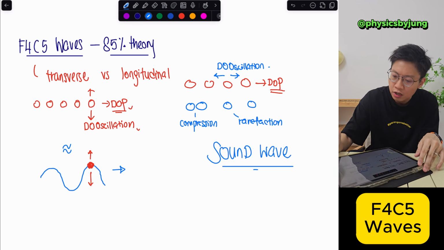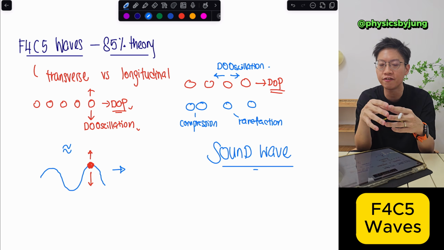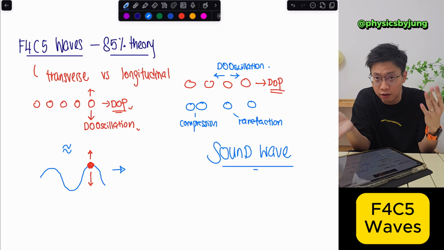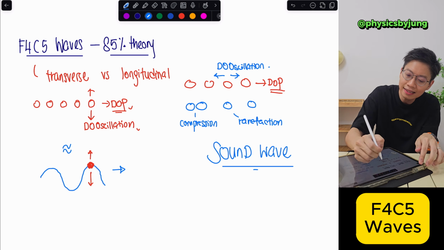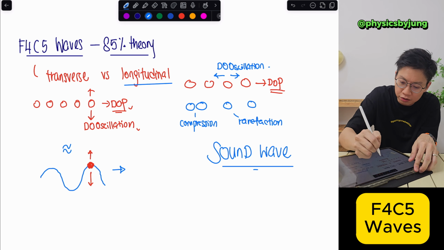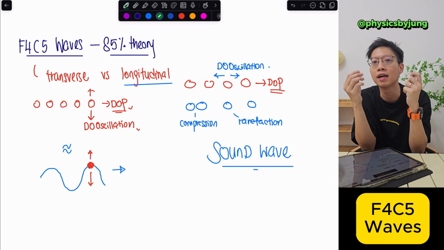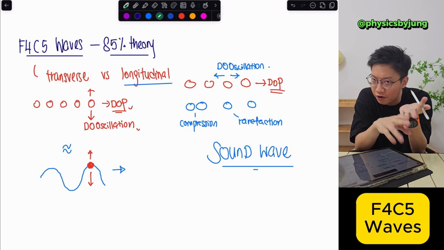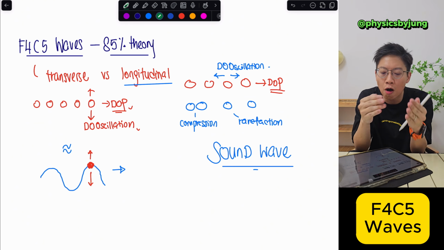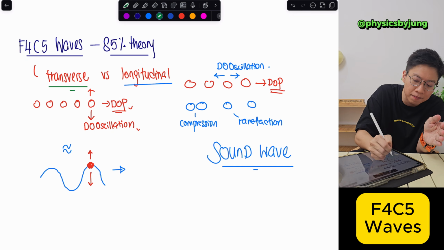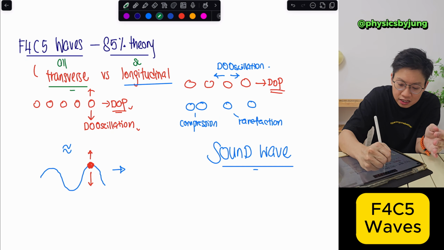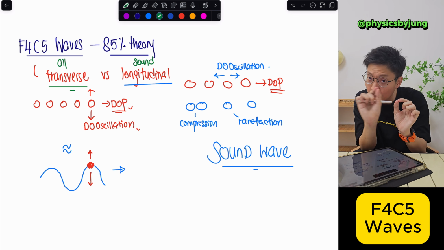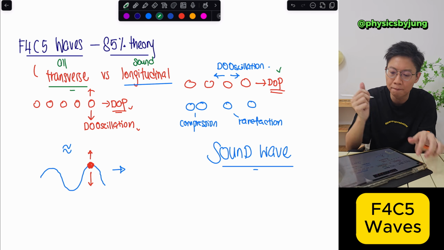And the regions where the particles are spread apart, we call the rarefaction region, which is represented by our sound wave. Sound wave is the only longitudinal wave in your syllabus right now, and that includes ultrasound, infrasound, and all the sound waves. All the other waves you can name, for example water wave, light wave, microwave, radio wave, X-ray, belong to the transverse wave family. In our syllabus, the sound wave oscillates parallel to the direction of propagation.